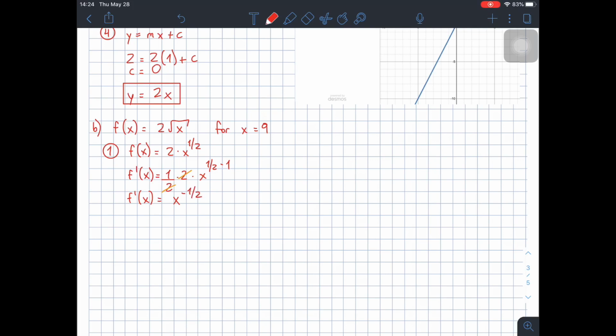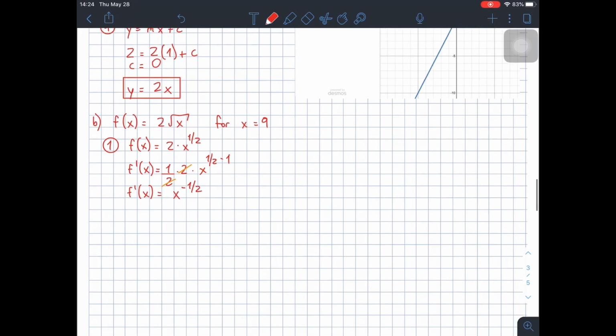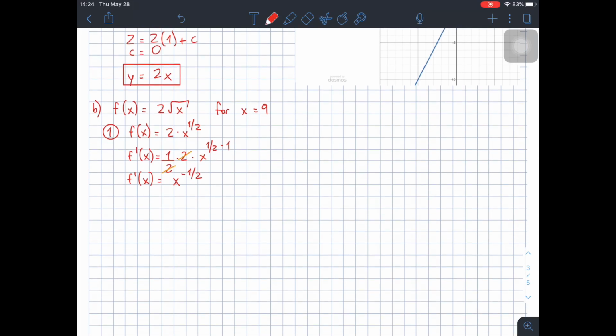X to the power of negative 1/2. And x to the power of negative 1/2, if we want to write this in a more elegant way, is the same as saying 1 divided by root of x. Okay, so this is a gradient function.